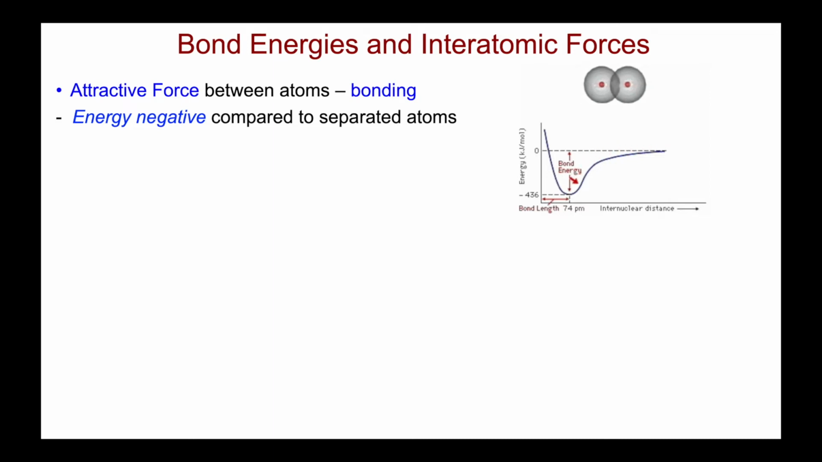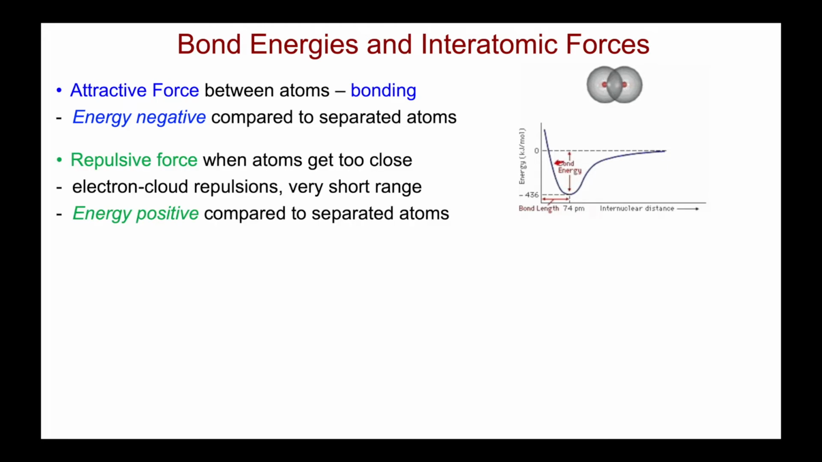However, we reach a certain point where the distance is too short, and repulsive forces due to electron cloud repulsions, which are very short range, raise the energy compared to the separated atoms. And so we have a balance between these attractive forces and the repulsive forces at the shorter distance.